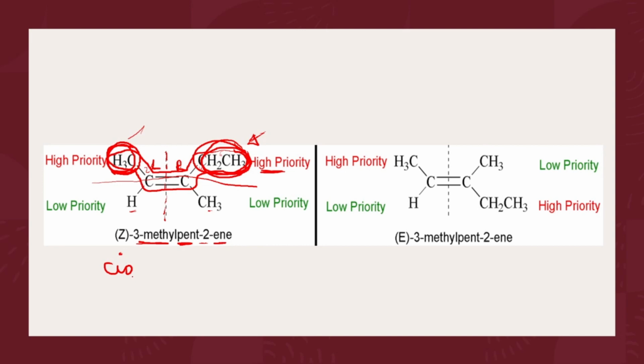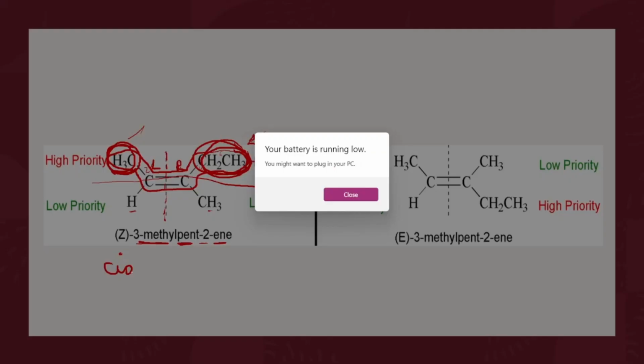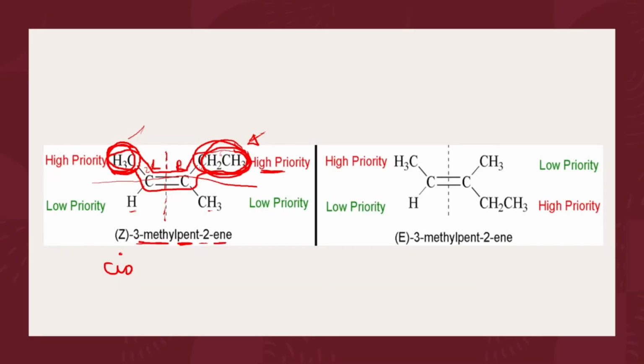Okay, what is cis in the IUPAC rule? Cis, according to the IUPAC, is called Z. We write Z and put it between two brackets. So Z is similar to cis. Let's go to the other compound.